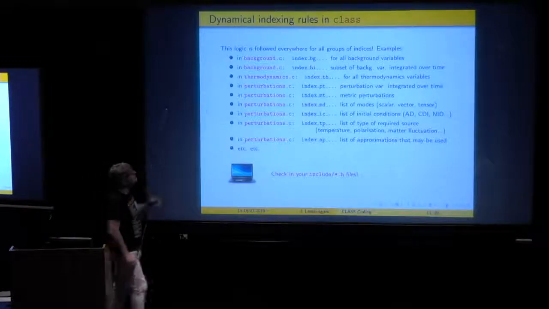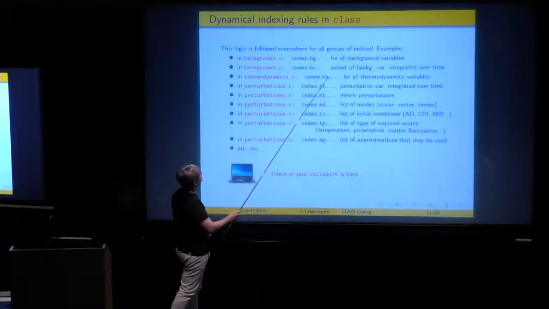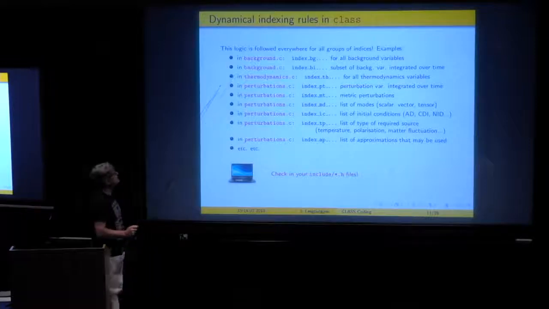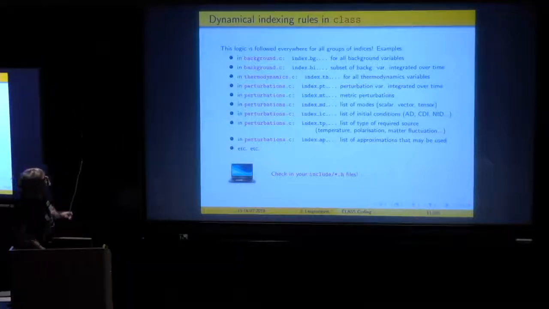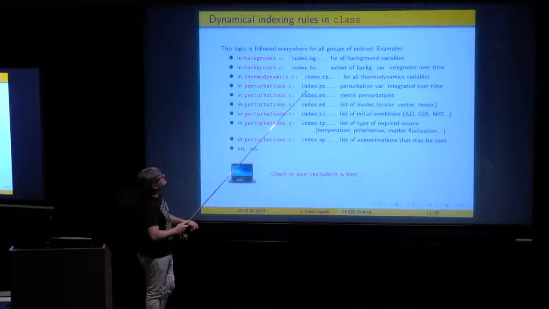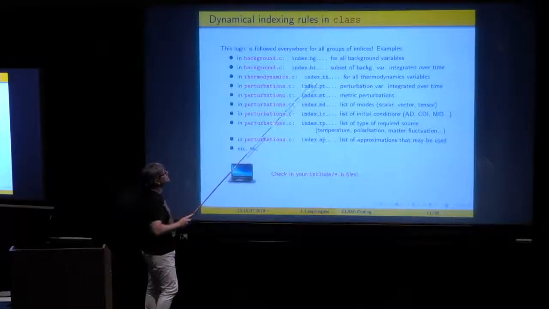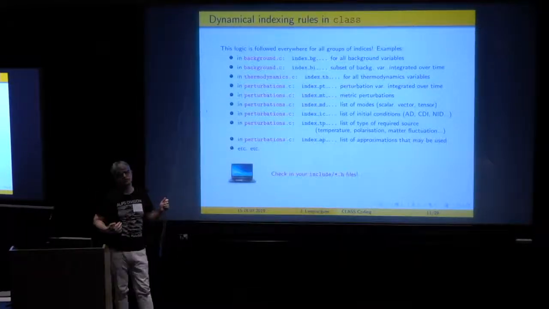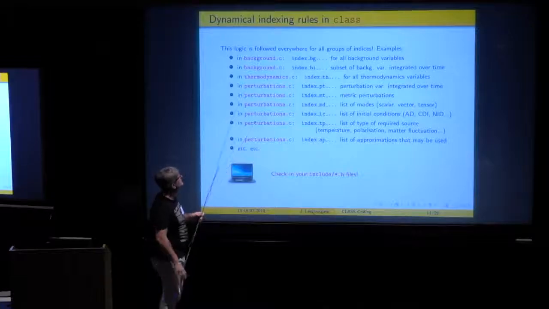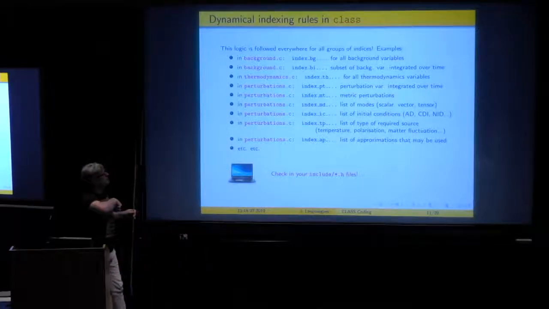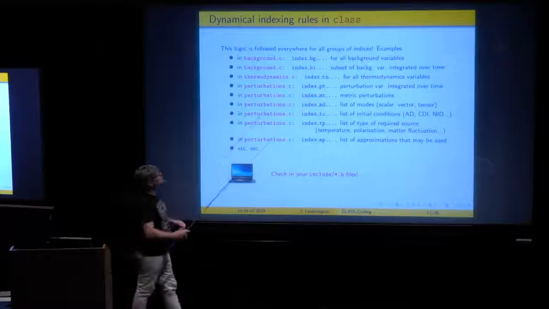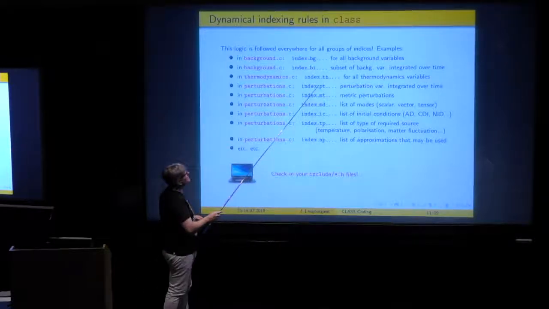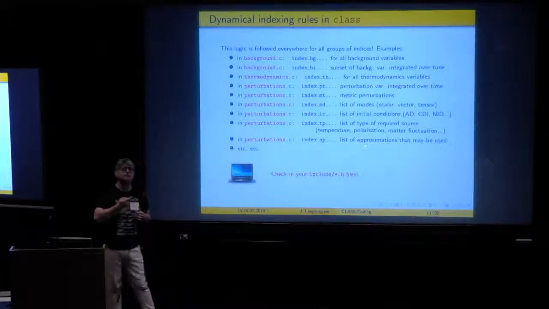In thermodynamics, there is the index TH of all the thermodynamical variables, and only this. In perturbations, there are lots of lists of indices. Index PT is the biggest vector in the code. It can contain hundreds of variables. It's really the vector with all the perturbations that we need to integrate over time. So it's very important. But then we need to loop over other things. For instance, metric perturbations. They are not part of index PT because they are not necessarily integrated over time.